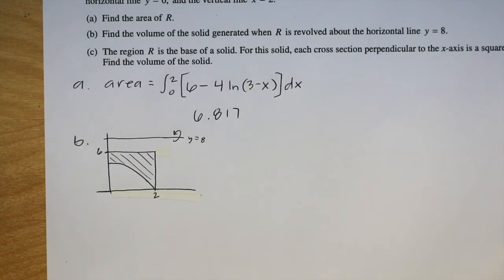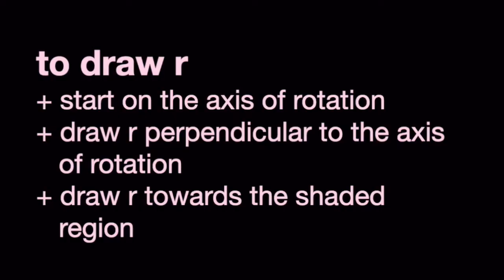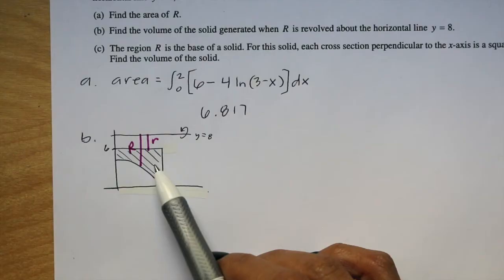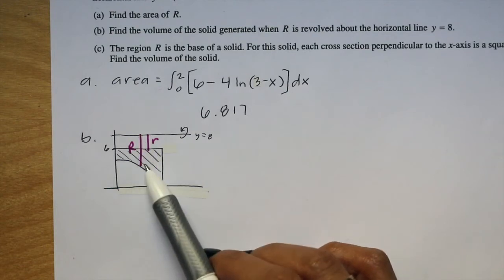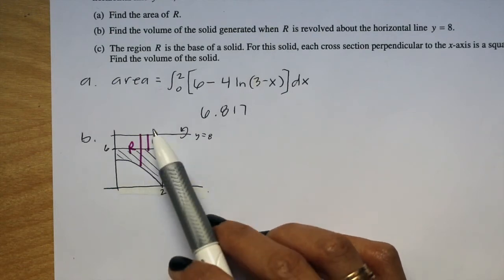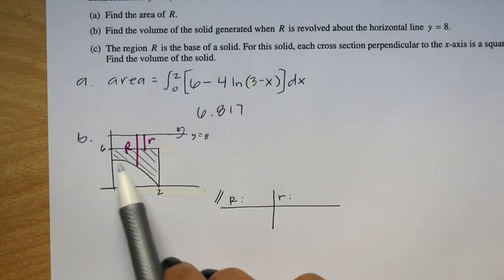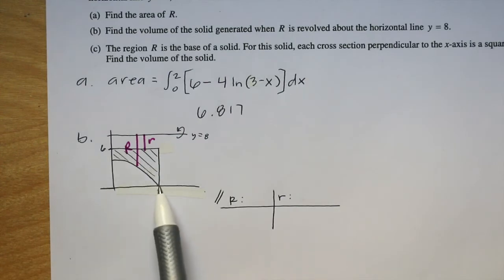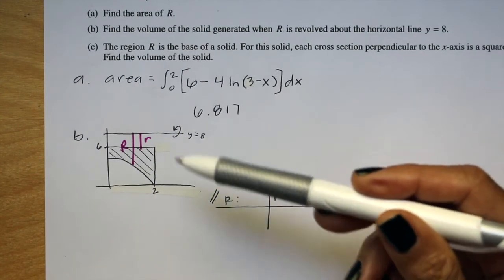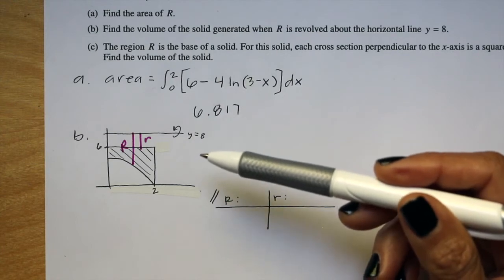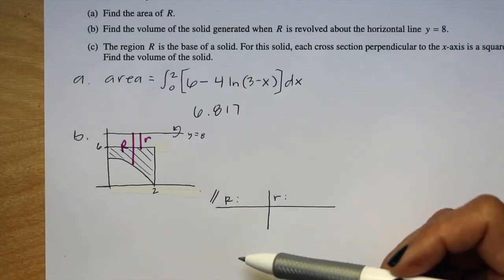So now we need capital R and lowercase r. To get capital R, you go to the further part of the shaded region, and for lowercase r, you go to the closer part of the shaded region. Capital R corresponds to that natural log graph. Also, I want to make a note, we're rotating around a horizontal line, so this is going to be a dx problem. So for r, we want the equation written as y with respect to x.